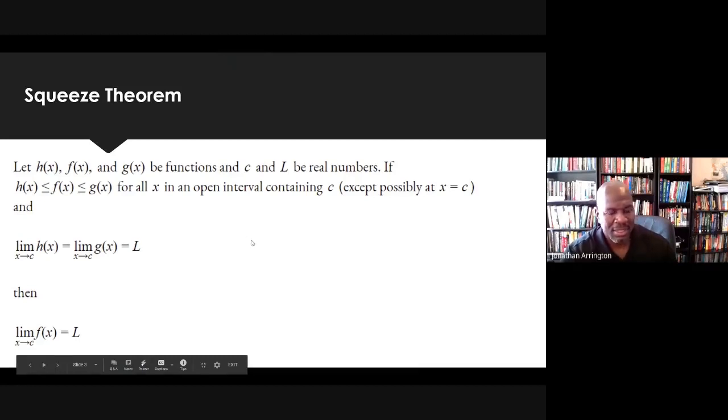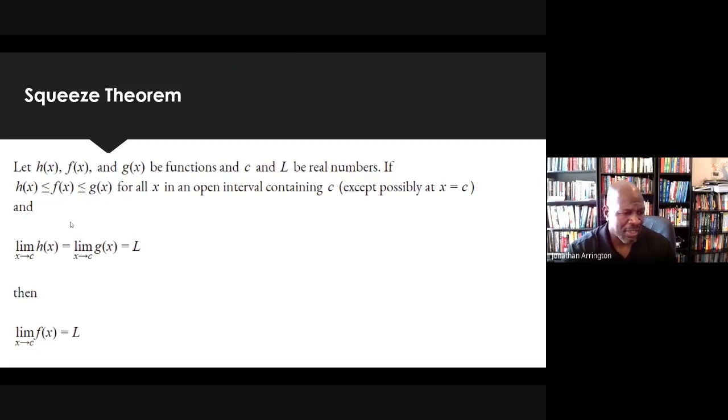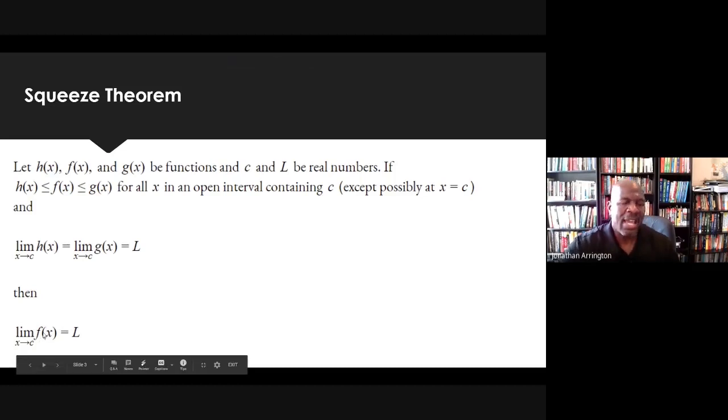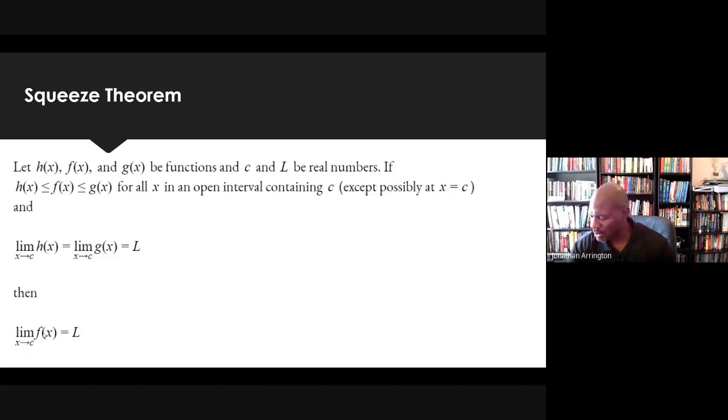So what this is saying is, if I have a function sandwiched between two other functions, and if those two outside functions have equal limits at c, so these are the outside functions, the bread of the sandwich, and f is the meat, then the limit of the function in the middle has to be the same thing. Has to be. And I'll show you from a graphical standpoint on this very example of sine x over x why that has to work.